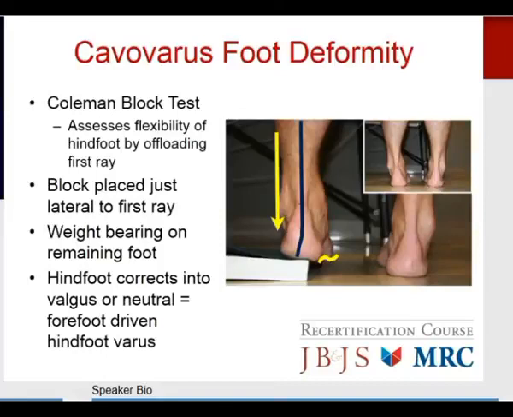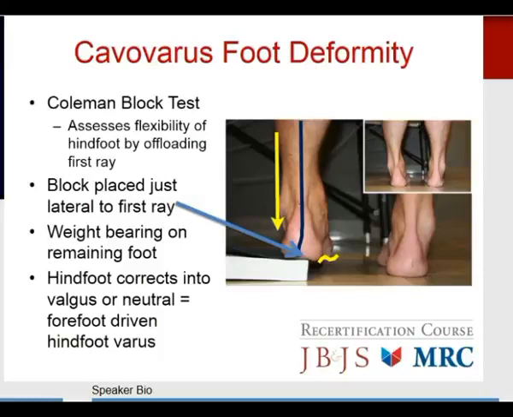So what the Coleman block does is it offloads that. If you take your block or your book and you place it lateral to the first ray, you've now freed up your first ray and offloaded it. As the patient applies pressure now on the block, if the forefoot is offloaded and the hindfoot tilts more into valgus or neutral, you recognize that this is a forefoot-driven cavo-varus deformity. It's important to recognize that, because this will depend on how we treat or correct it.